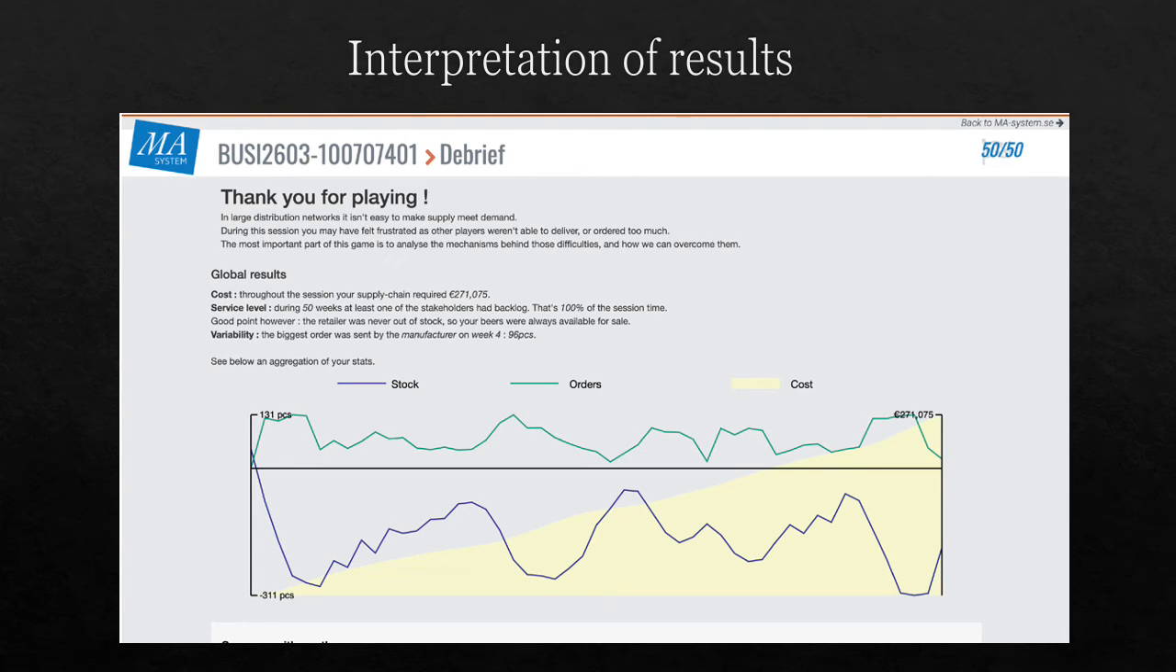The biggest order was sent by the manufacturer on week 4, which was 96 packs. According to the graph, we can see that no equilibrium is reached, and by equilibrium, I mean when the target stock level and order have the same amount of beer each week for 4 consecutive weeks. And according to the graph, you can see that no equilibrium point is reached.